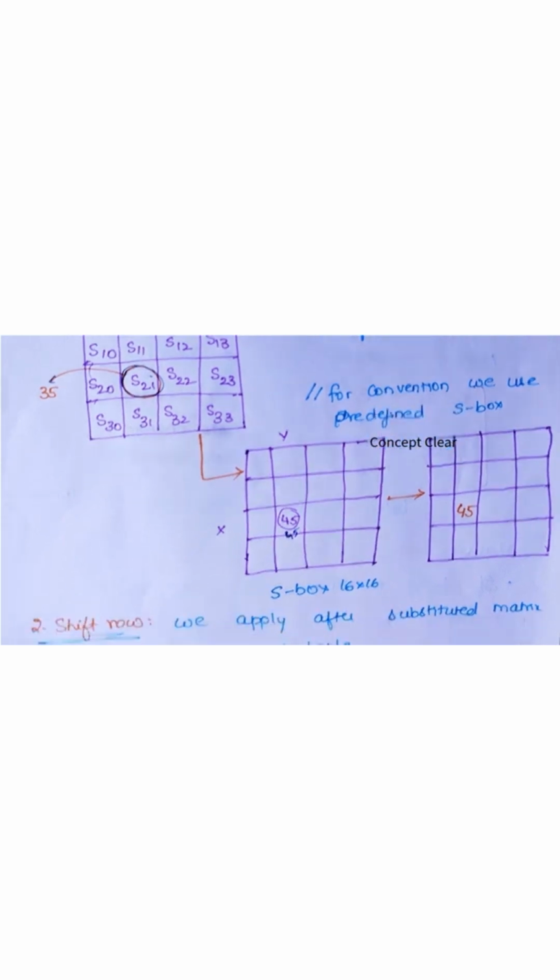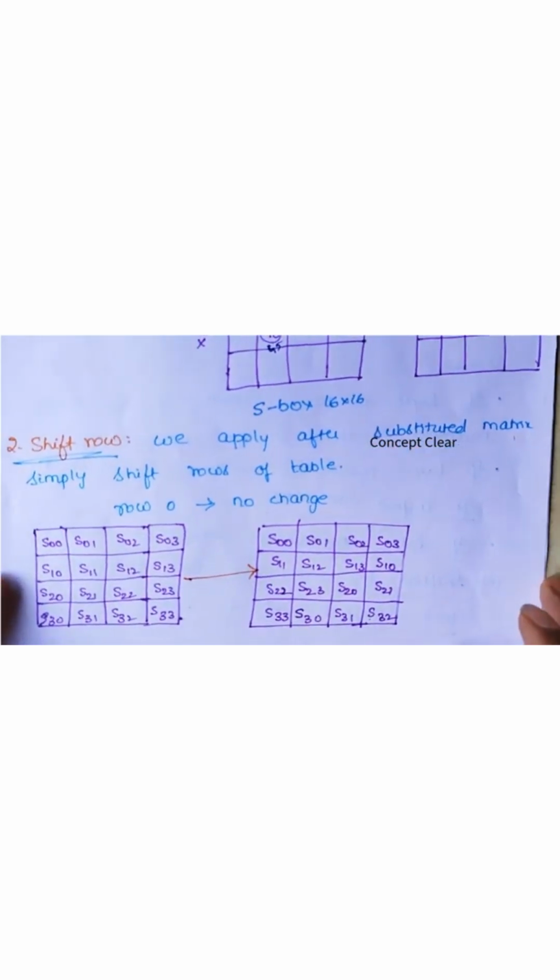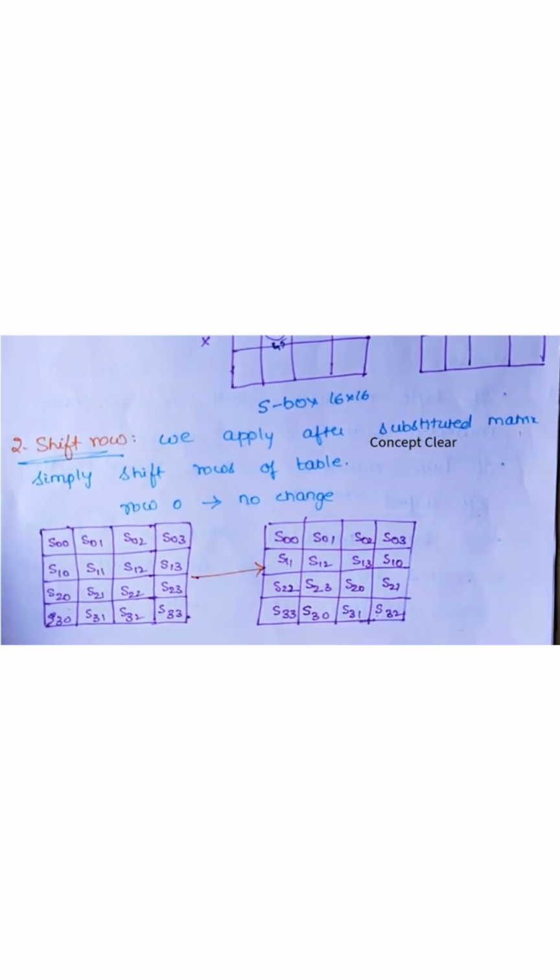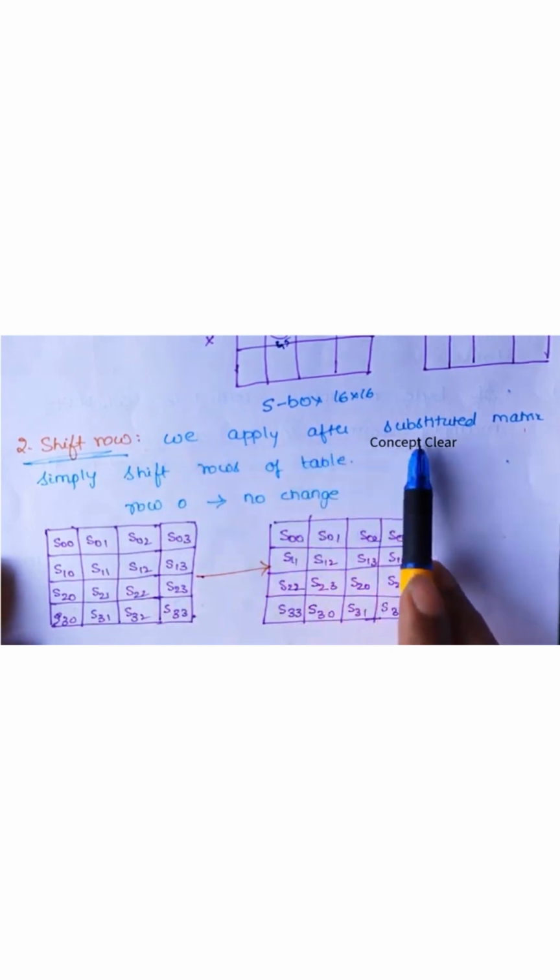Okay, the second transformation is shift row transformation. What is the meaning of shift row transformation? Shift row transformation is nothing but one position of the row will be shifted to the left side. For example, the shift row operation we apply after the substituted matrix. Simply shift row of the table. Row 0 has no change. Here row 0 is no change.